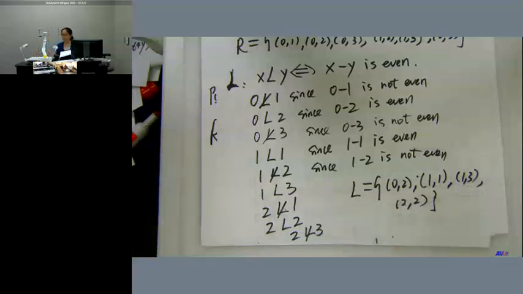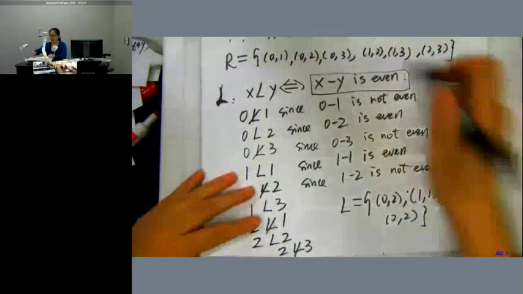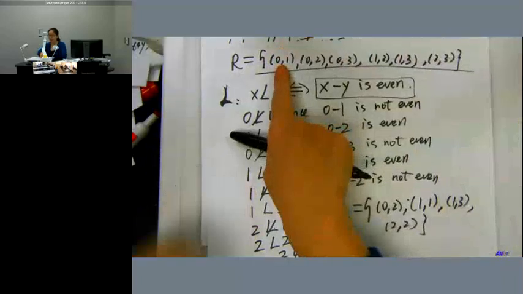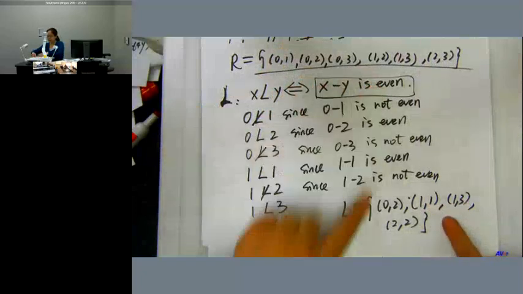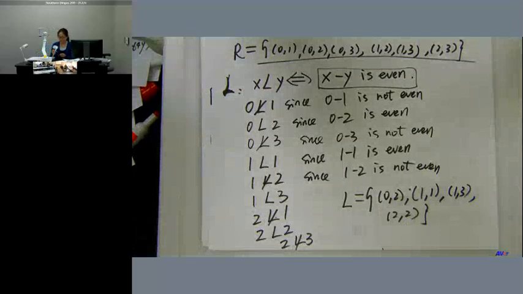So as you can see, when you change the definition, which ones will be related will be different. So that's the one we got. If we use the less than relation, these are the ones we got. If we use x minus y is even, then these are the ones. These are the pairs that are related.